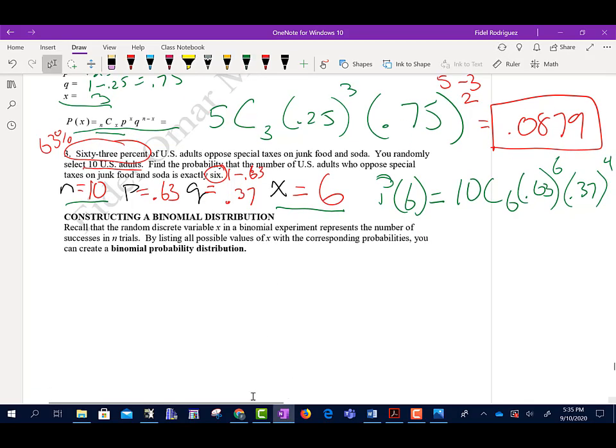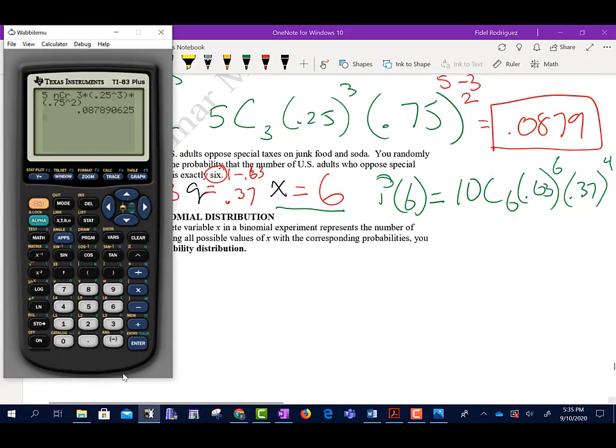So again, I'm going to do this exactly like the way I did before on my calculator. I'm going to pull this up, and I'm going to go 10, math, probability, go down the third one, I'm going to choose 6, right, times, the rest I'm going to do in parentheses, 0.63, raised to the power 6, okay, times 0.37, raised to the power 4, and I'm going to hit enter.